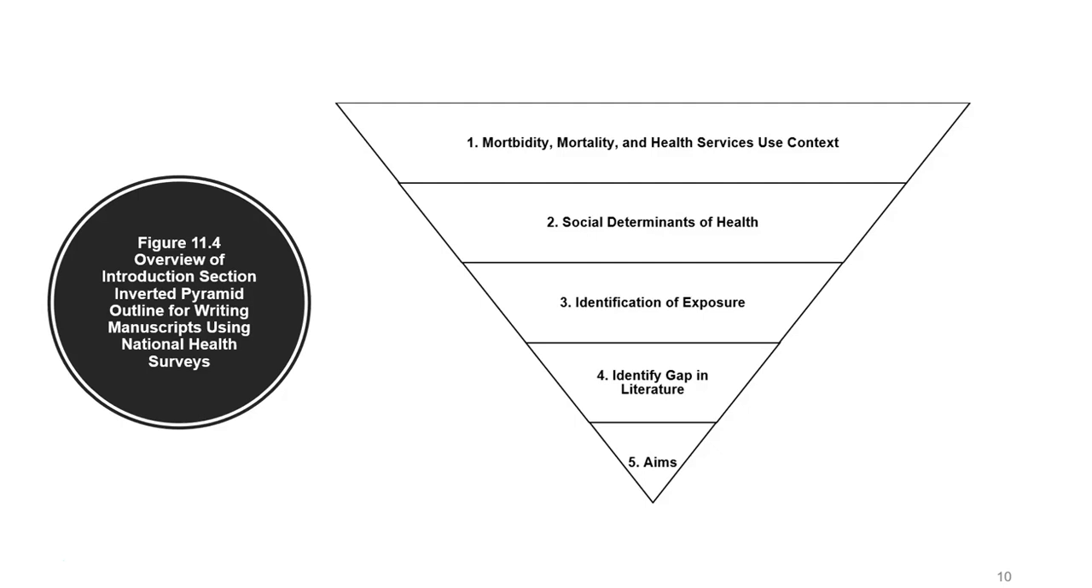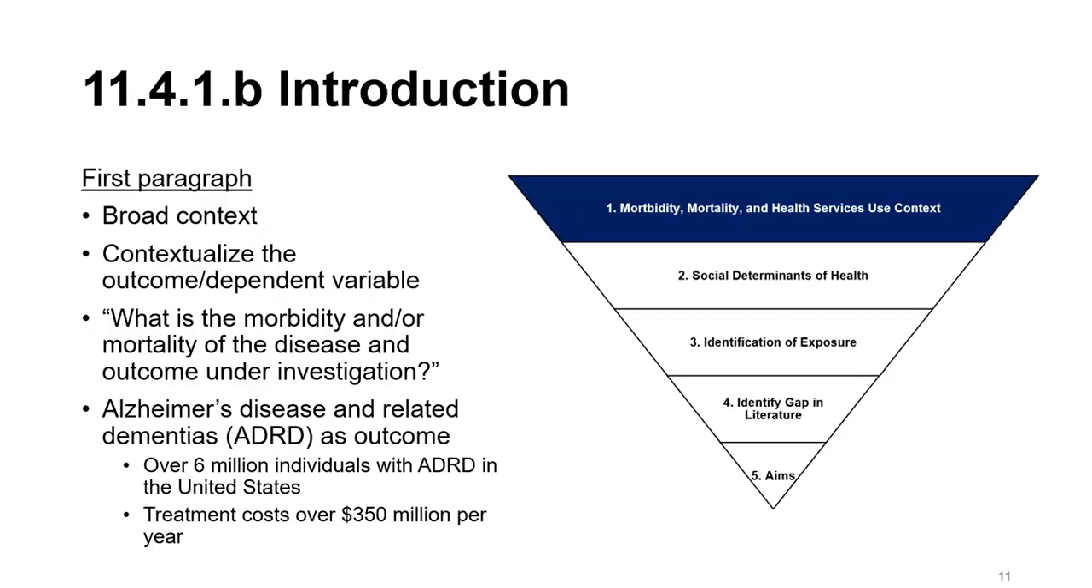The first section focuses on the broad context: morbidity, mortality, and health services use. Then the second section focuses on social determinants of health. The third section focuses on identification of an exposure. The fourth section is the gap in the literature, and the fifth section is the aims.